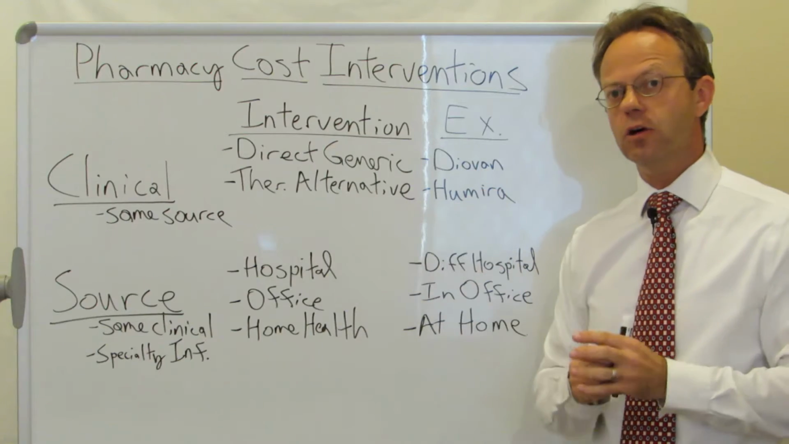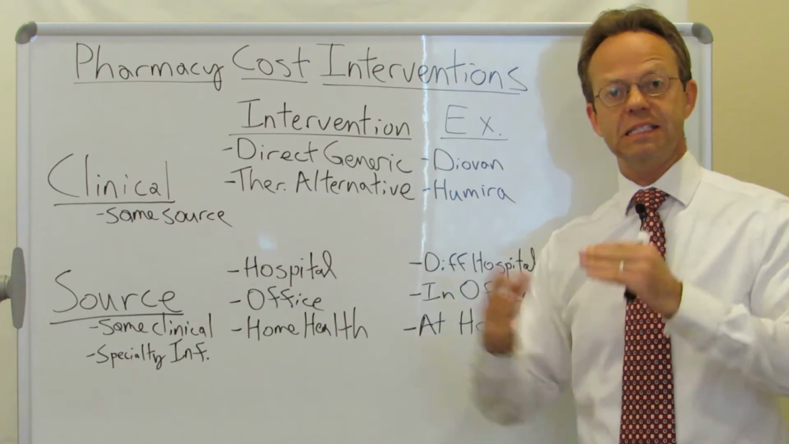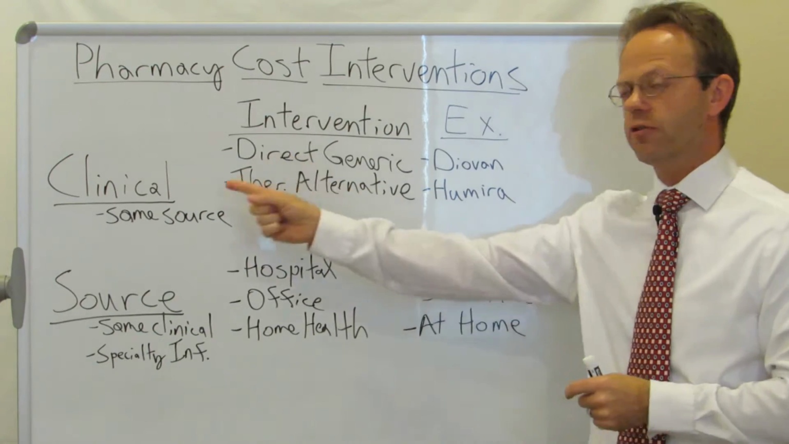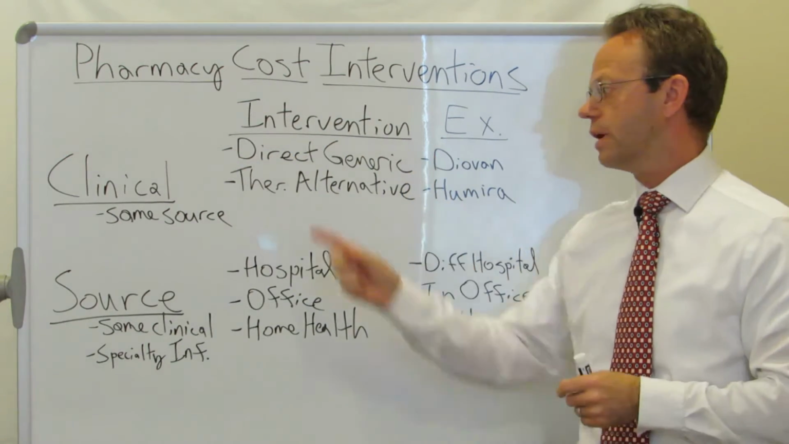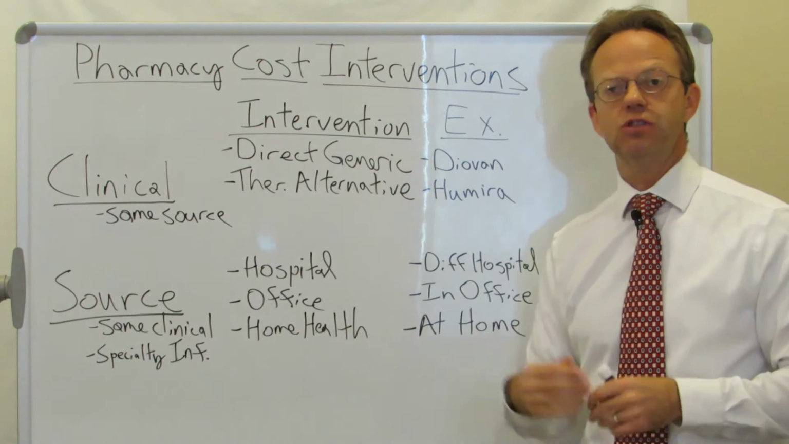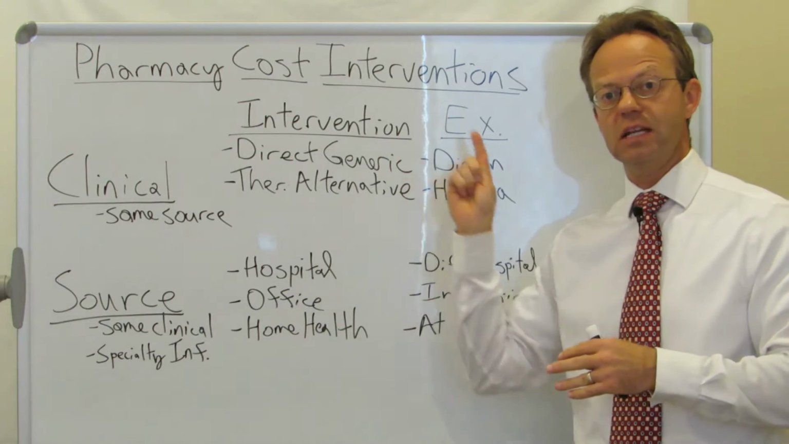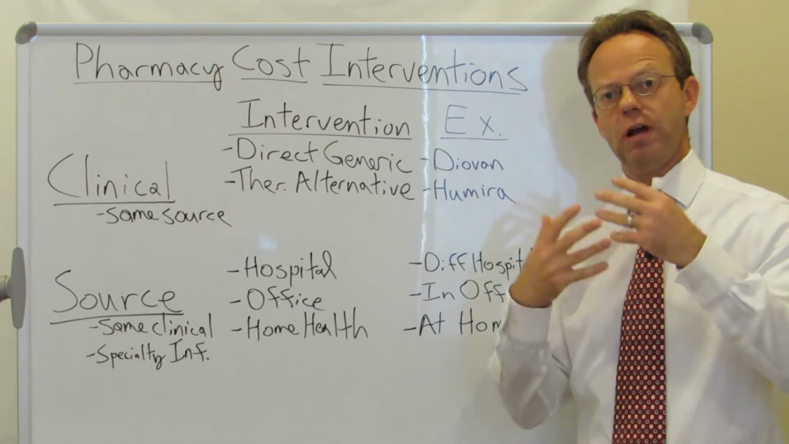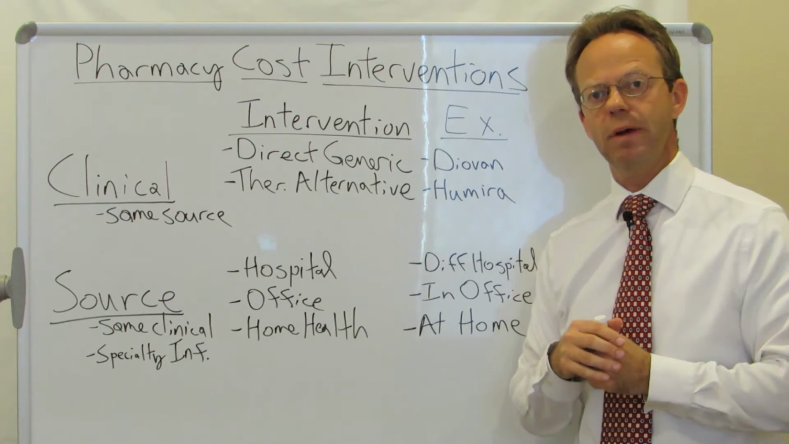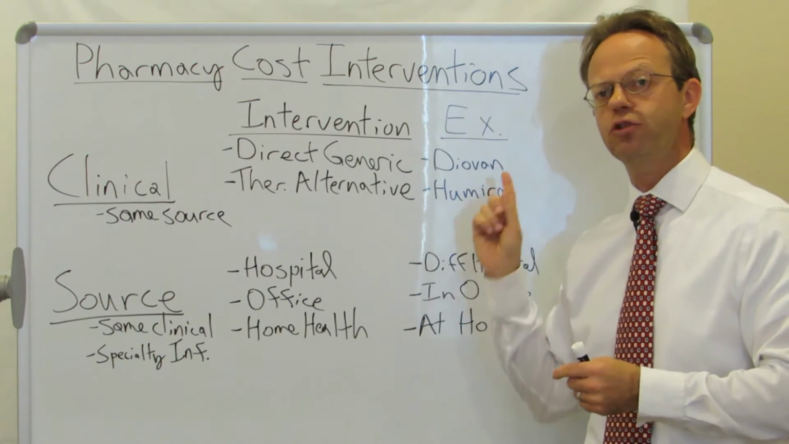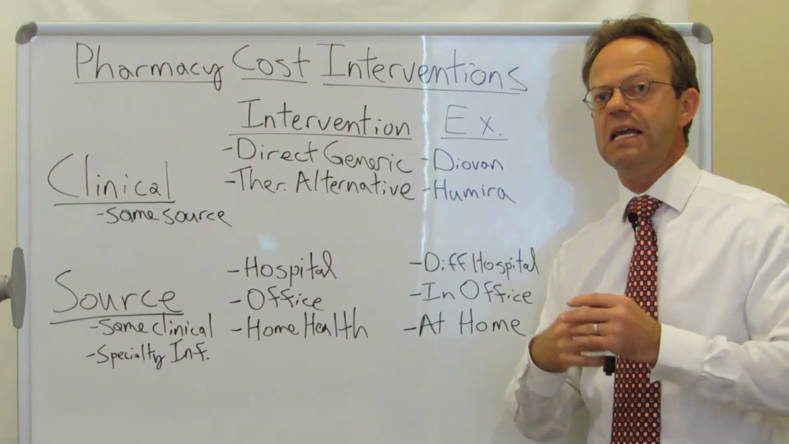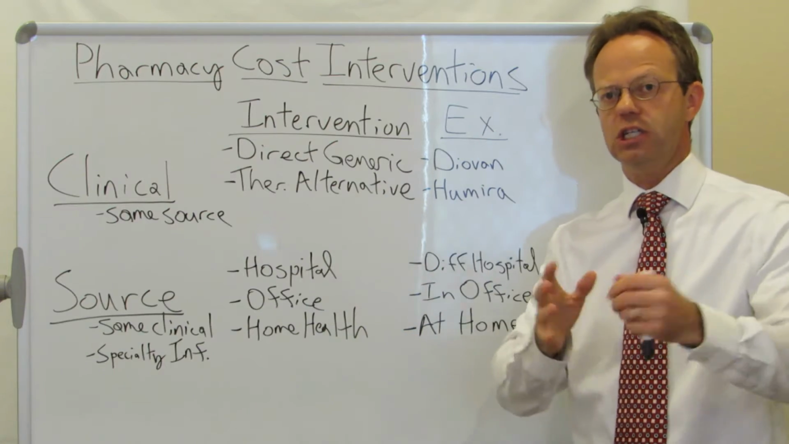And so a clinical intervention is one where it's the same source of the medication, it's just a change in the medication. It's either a direct generic change or it is a therapeutic alternative change. For example, a direct generic change would be like using Valsartan instead of Diovan, because Valsartan is the direct generic for Diovan. And a therapeutic alternative change would be using a medication like Methotrexate instead of Humira for something like Rheumatoid arthritis. So again, it's the same source of the medication, but you're literally changing the medication.